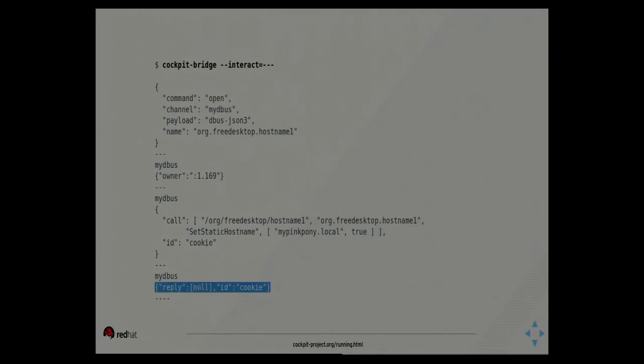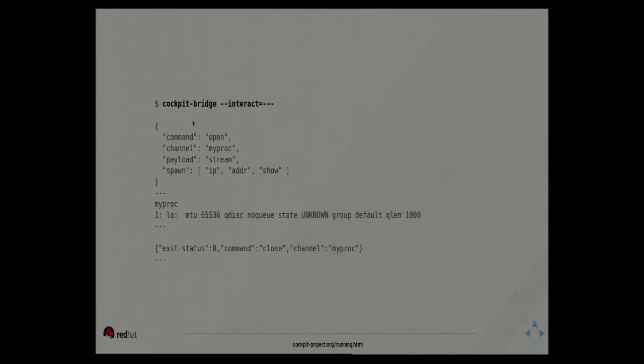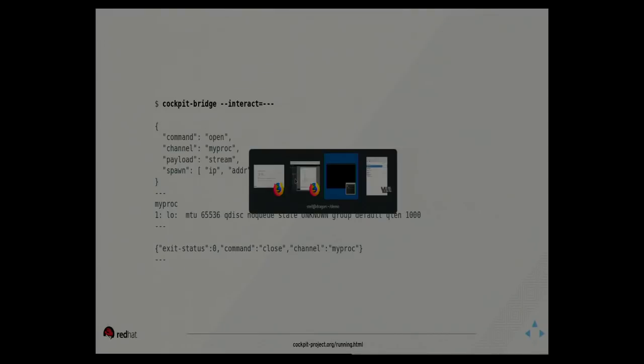And again, in this case, there is no reply, no arguments, no out arguments from that method, from the set static hostname method. But here we have the reply. The same applies to spawning a process. Let's actually do this. Here we are.